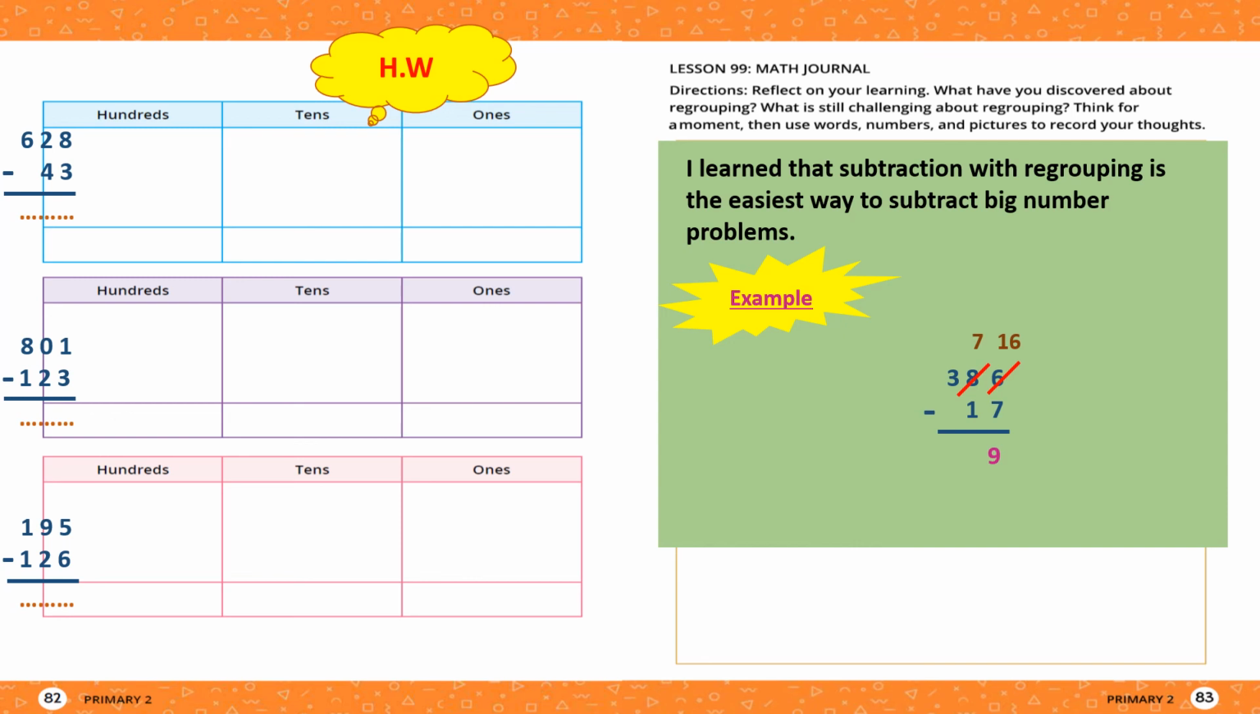7 minus 1. Great, we have more on the top. So no need to stop. 7 minus 1 equals 6. 3 minus 0 equals 3.